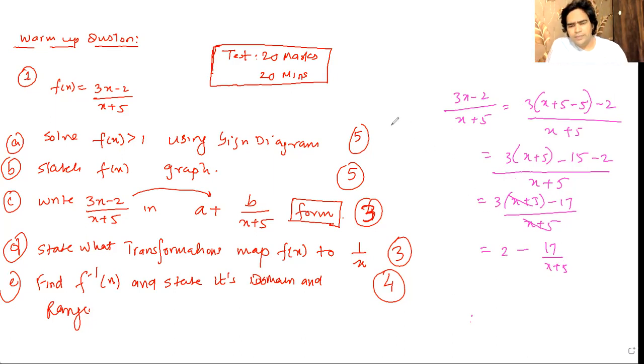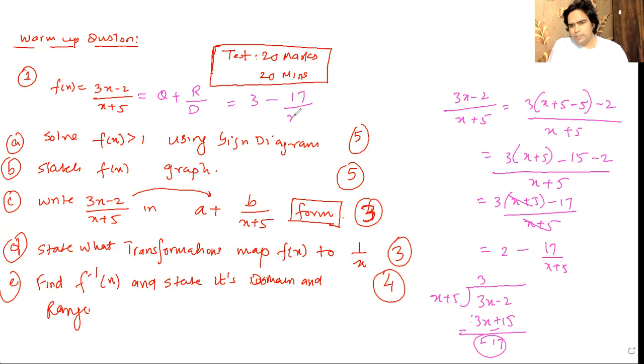The second one is the division skill. With the division skill, we take (3x minus 2) over (x plus 5). Whenever I divide a numerator by a denominator, it can be written as quotient plus remainder over divisor. If I take 3, it becomes 3x plus 15, negative, so the remainder is negative 17. So the quotient is 3 and we get negative 17 over x plus 5. You get the exact same thing with two different techniques. Whichever technique you're comfortable with, you can definitely use.